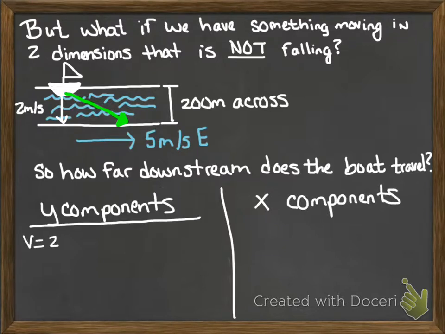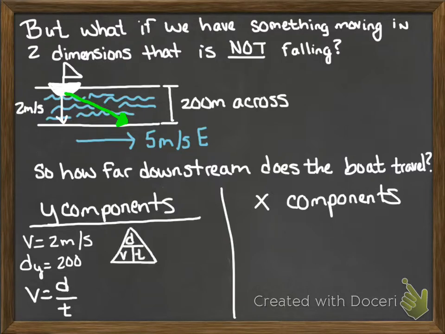To find the y components, I need to know my velocity. My velocity in the y direction is 2 meters per second. The distance is 200. So I'm just going to do v equals d divided by t. You can use a triangle to figure out that t is going to equal d divided by v. So that's 200 divided by 2. My time is going to be 100 seconds.